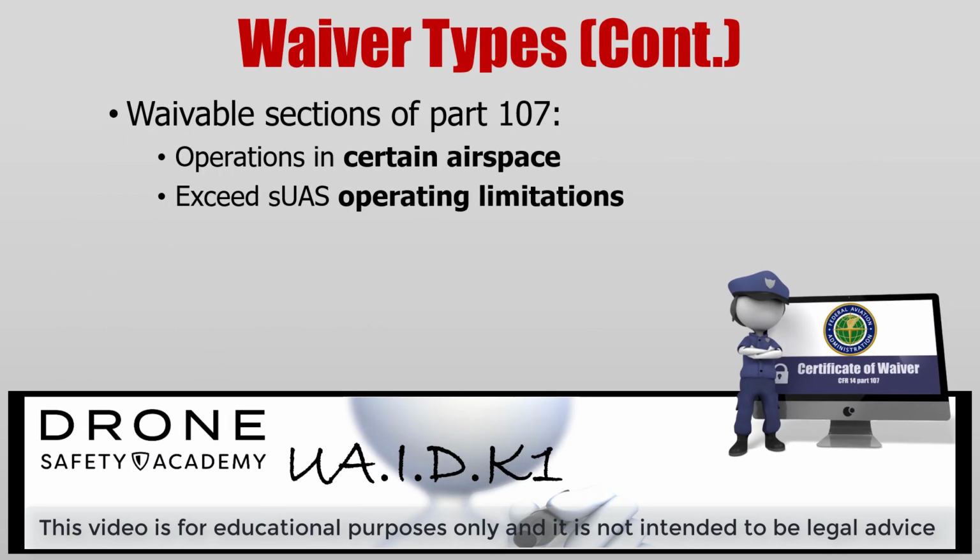All right, the last two waiver types. Operations in certain airspace. Let's say you're a home inspector and you need to inspect the roof of a house, and that house happens to be located within the surface area of a core of a Class C airspace. This would be something you might want. Also, if there is a need to exceed the sUAS operating limitations.